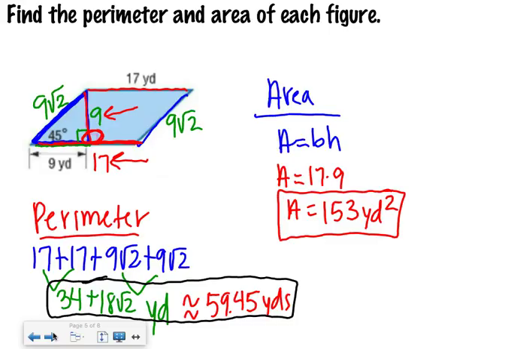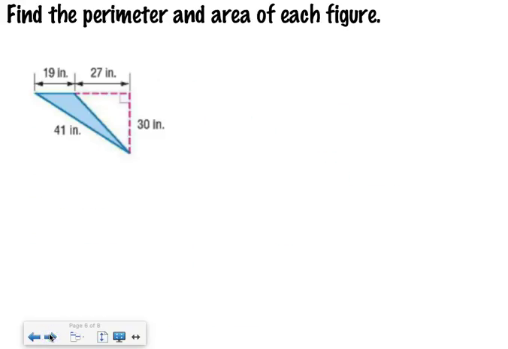Good work, team. So in a nutshell, that's perimeter and area of a parallelogram. Let's switch gears to triangles. So same idea, we are finding the perimeter and area of each figure. So let's start with the perimeter per usual.